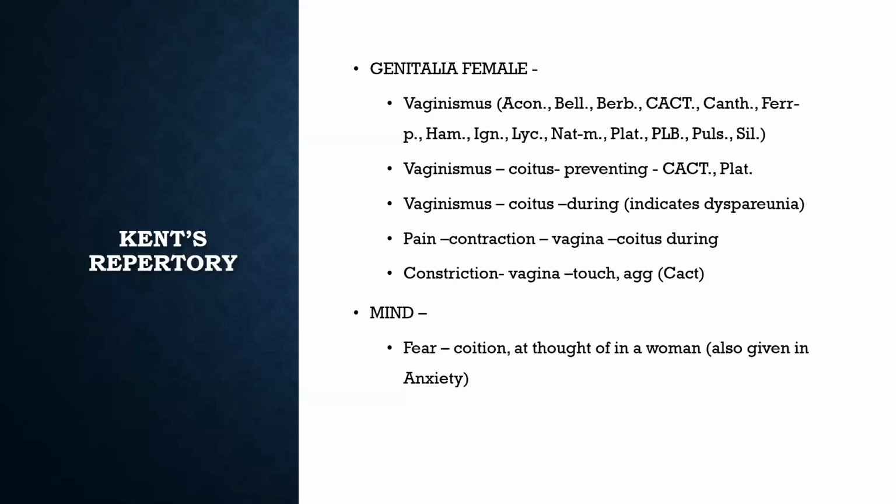Then, if you go to the mind chapter, because I already mentioned it's a psychogenic one, we have fear, coition, and the thought of, in a woman. Not only under the rubric fear, it has also been given under the rubric anxiety. So either go to genitalia female and take the direct rubric, that is vaginismus, or go to the mind chapter and get the rubric.